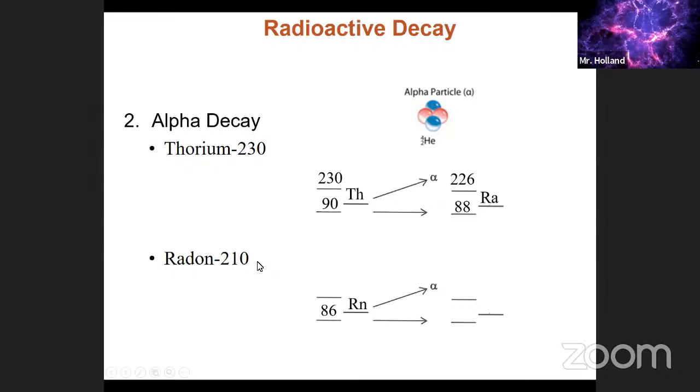210. The name of it is its mass. That's how we name an isotope. 210. That's the mass of it. That's its name. Radon-210. Questions about that first part?